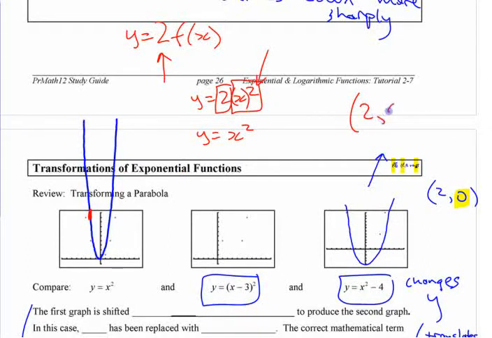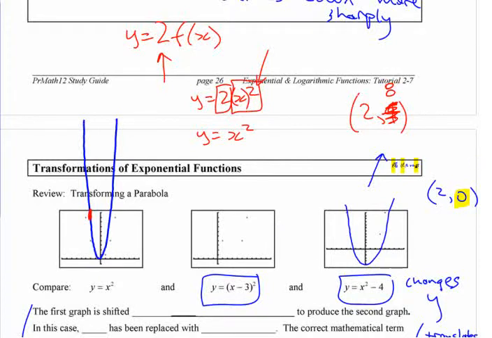That point that I had before that was at 2, 4, where would it go? It's not at 2, 4 anymore, where is it? Is it going to change the x value or the y value? The y value. The y value is not going to be 4 anymore, it's going to be 8. It's going to be twice as much.